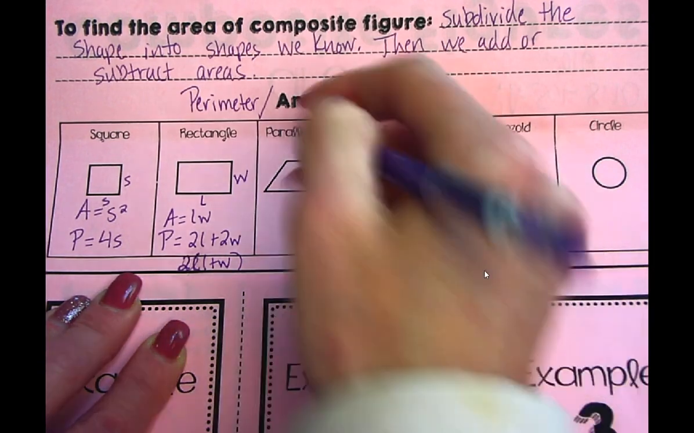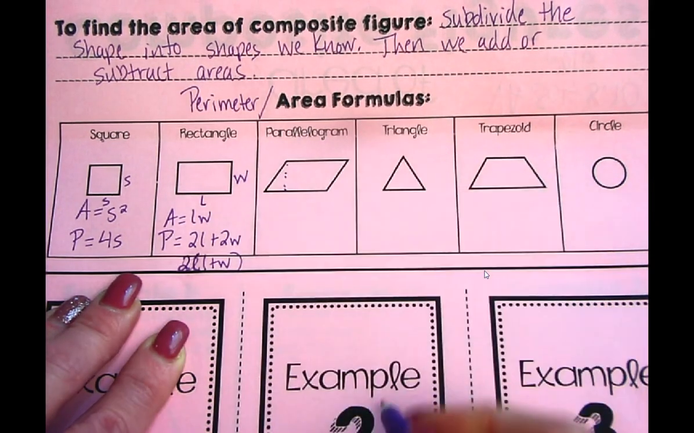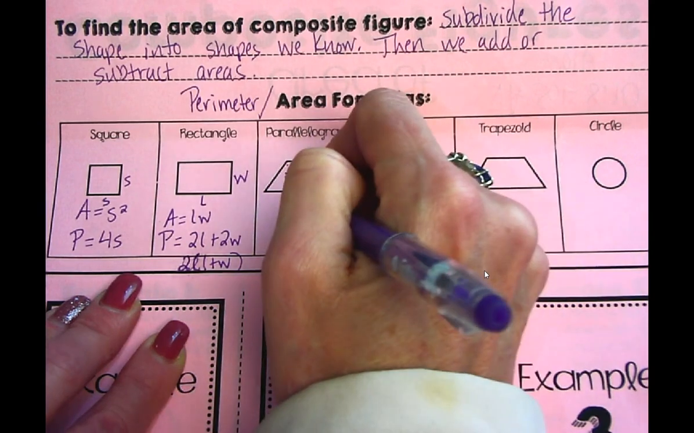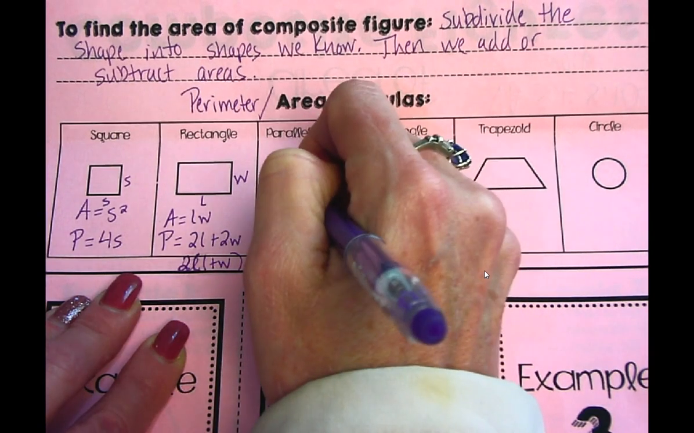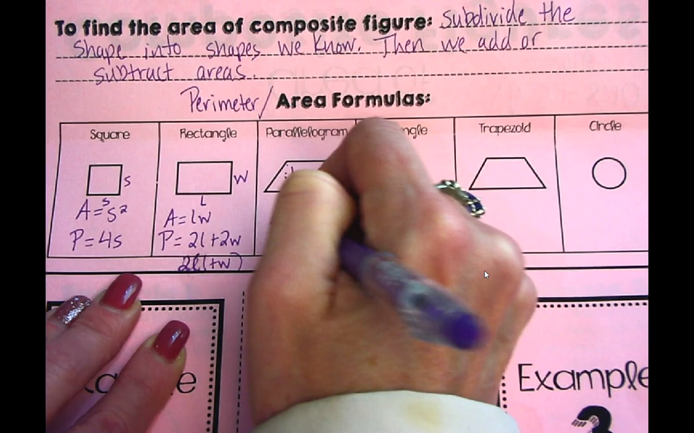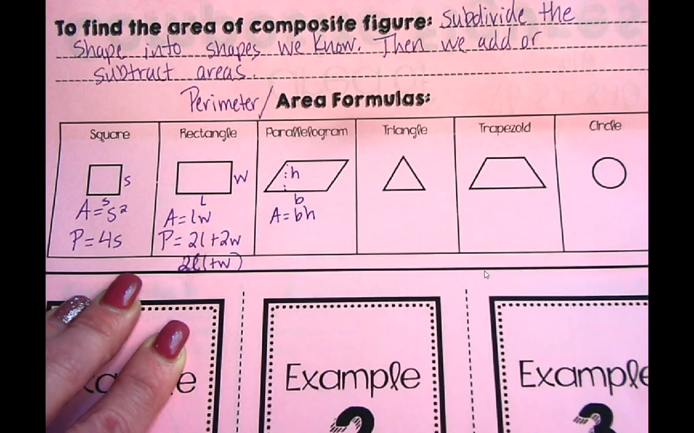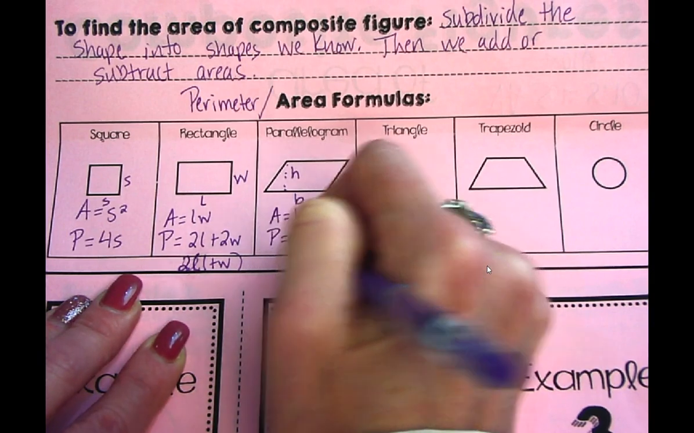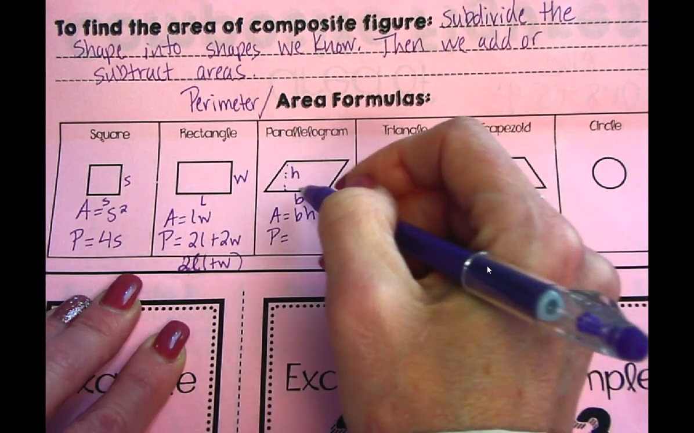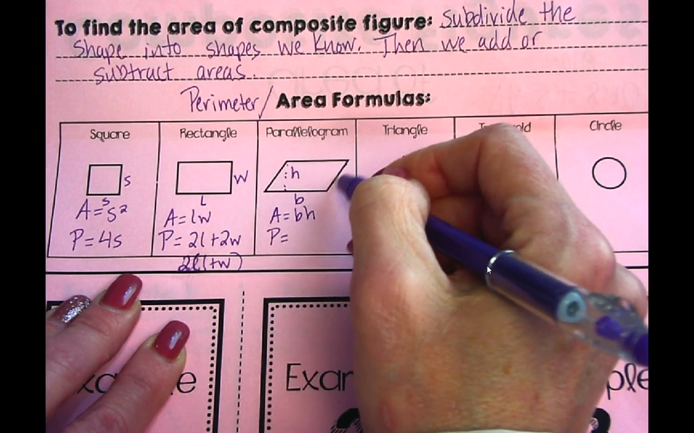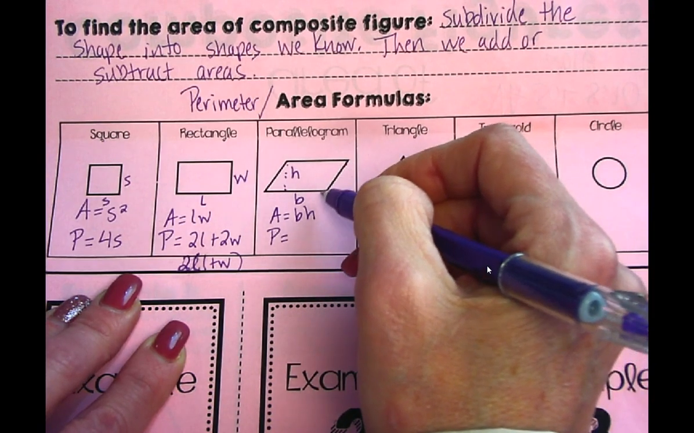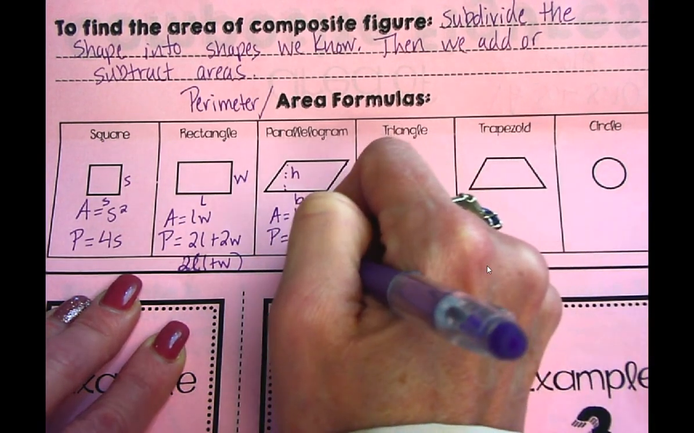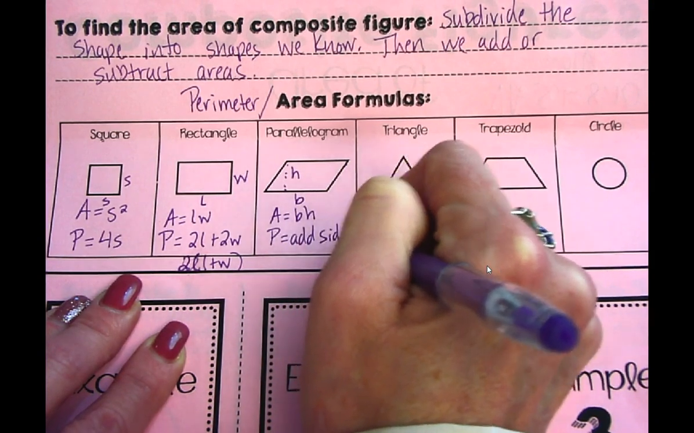Another known formula would be the parallelogram. The area of a parallelogram is found by multiplying the base times the height. The area is equal to base times height. And the perimeter would be all the side lengths. Just add the side lengths. It's actually a slant, and we don't have a name for it, but we're just going to add sides. We're just going to write add sides.